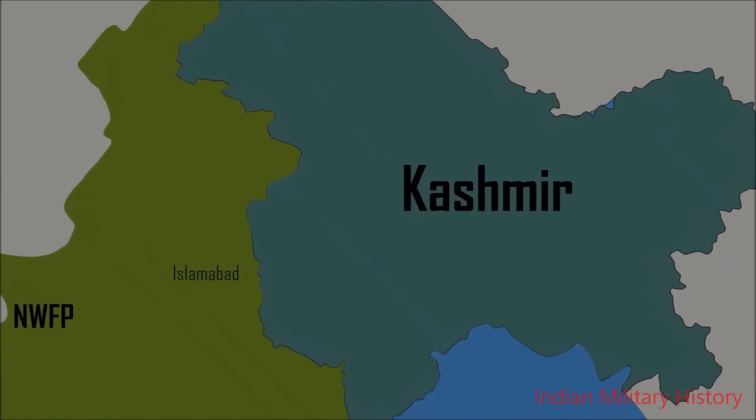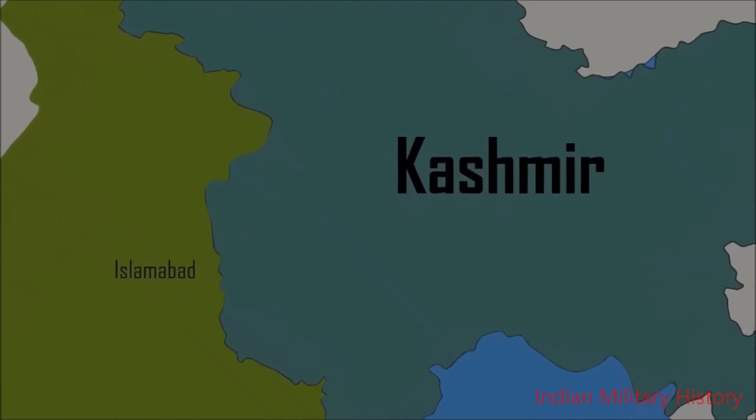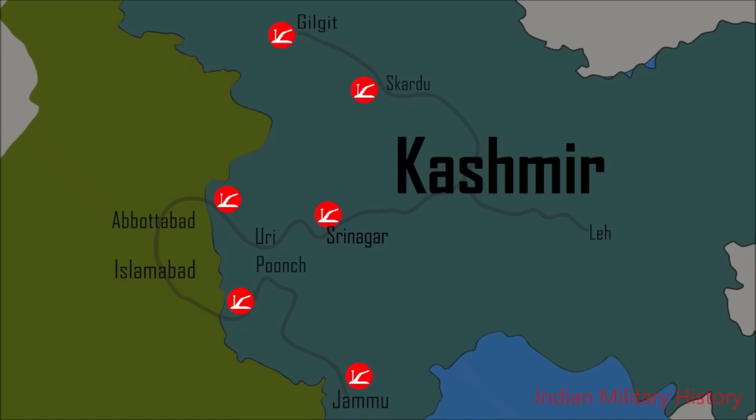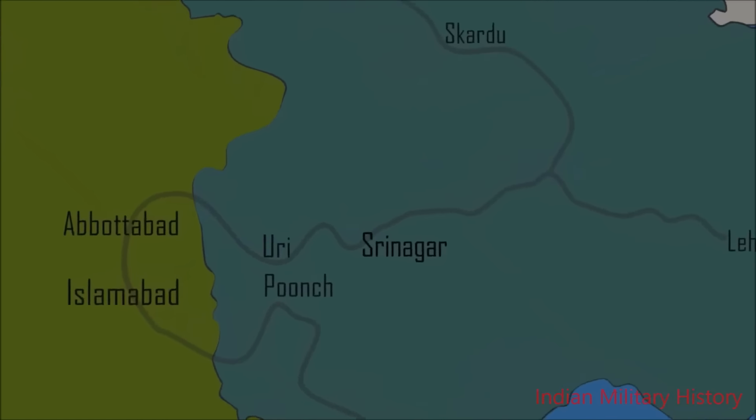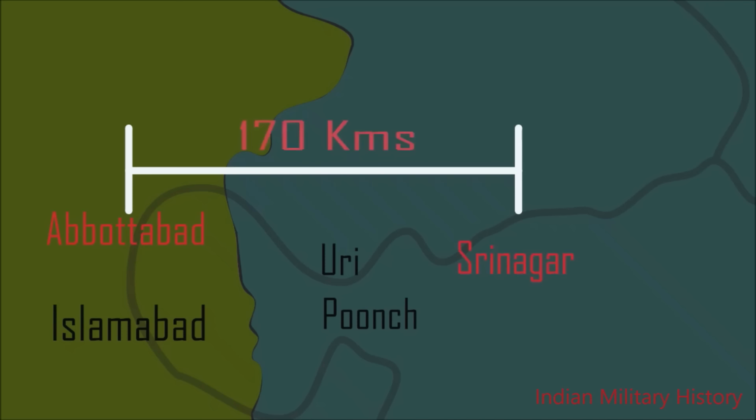The assumptions in this operation were that there was no way the already dispersed and considerably weak Jammu and Kashmir state forces could defend against a planned attack of a very high magnitude. The distance from the Pakistani border, where the invasion force was to be assembled, and the capital Srinagar was only 170 kilometers, so it was expected to be captured within 4 to 5 days of the invasion. The sudden attack and swift action would ensure that the Indian forces would not have enough time to intervene before the capital Srinagar is captured.